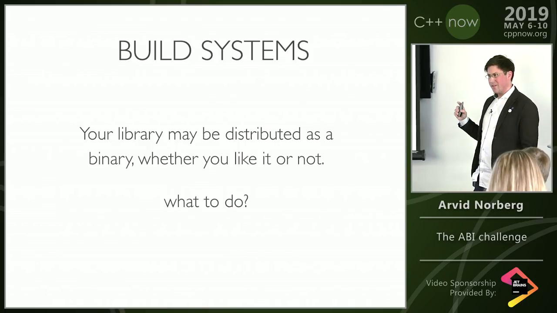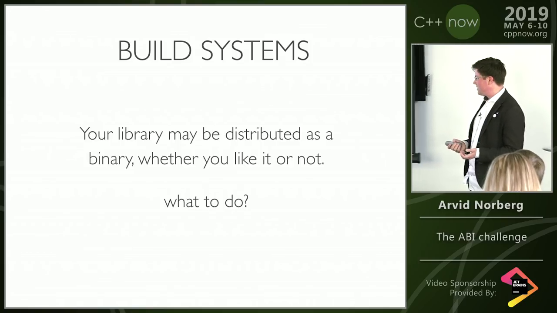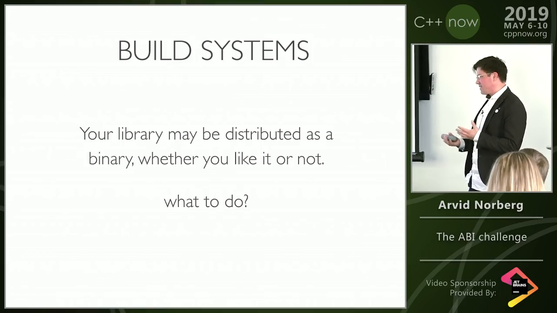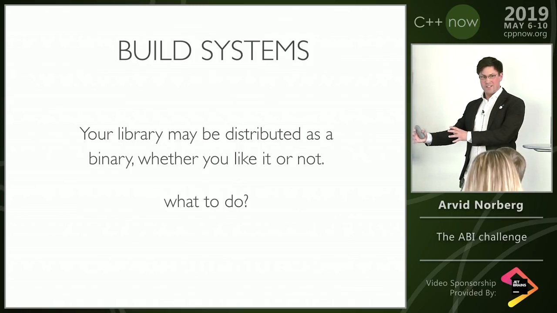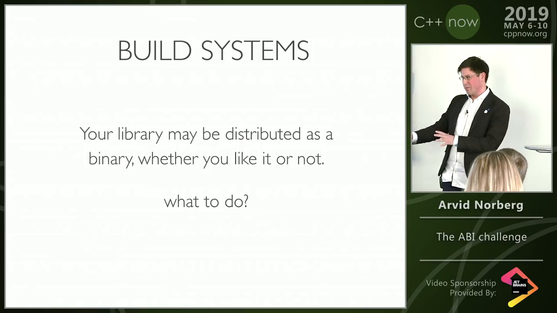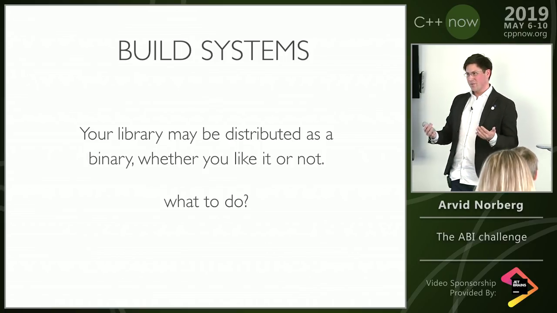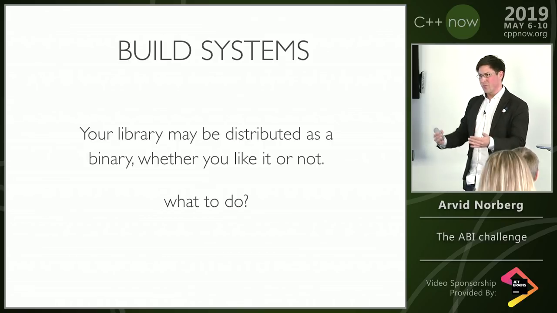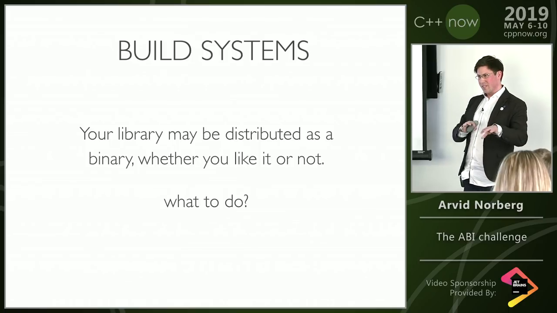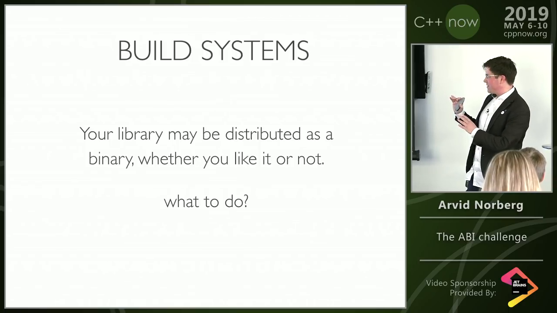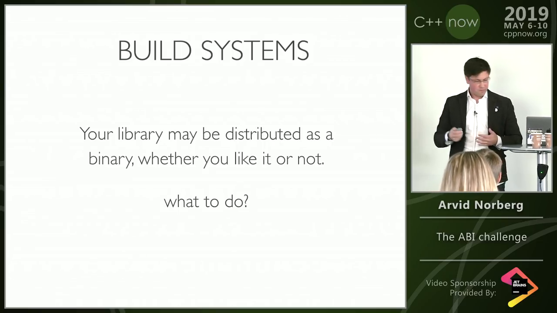So your library might be distributed as a binary, whether you like it or not. So then the question is, is that your problem as a library author, or is that the client's slash package management system's problem? And I think this is a little bit of a gray zone, and I think as a library developer, I should take more responsibility to make sure that even if packagers and users don't really think about ABI compatibility properly, they still shouldn't get memory corruption.